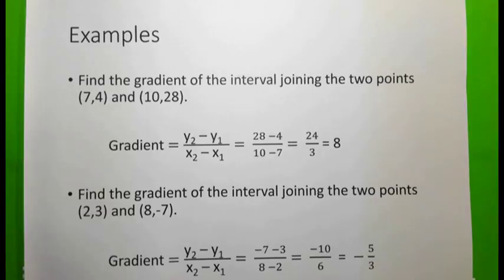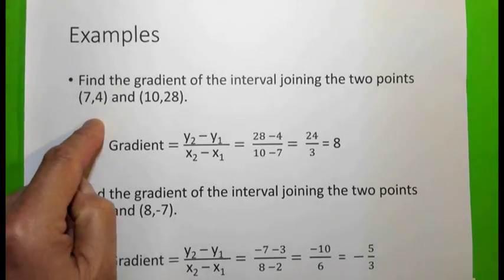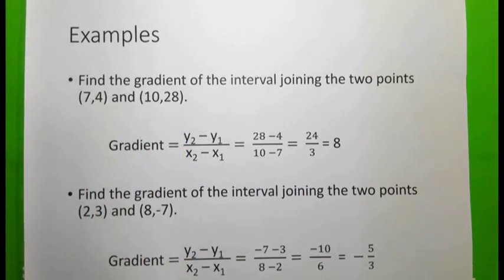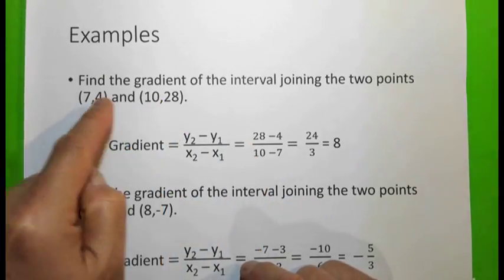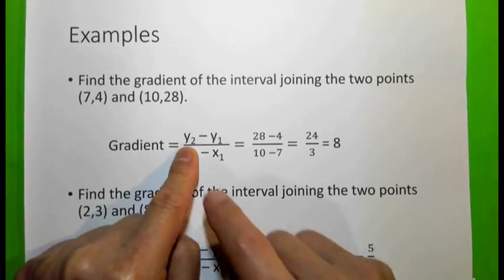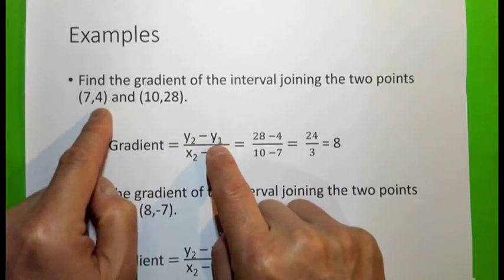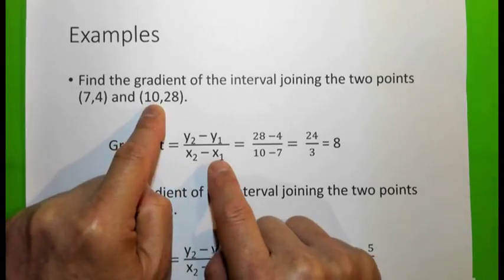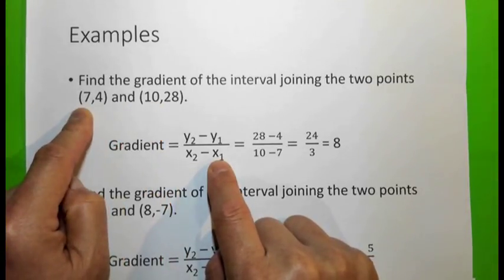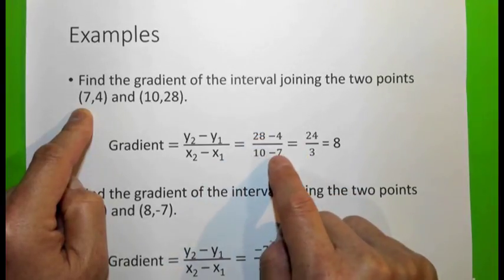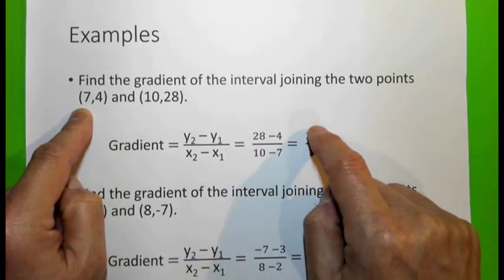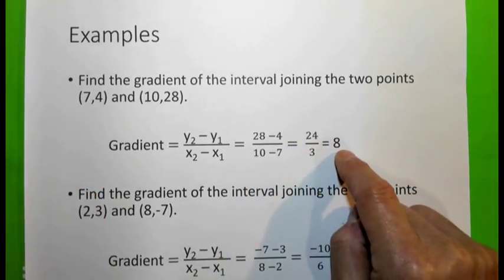Let's have a look at a couple of examples. First, we need to find the gradient of the interval joining the 2 points (7, 4) and (10, 28). Using this formula, we can substitute the numbers directly in there. y2 is 28, y1 is 4, x2 is 10, x1 is 7. Therefore, we can find the gradient, which is 28 minus 4 over 10 minus 7, which equals 24 over 3 and equals 8.